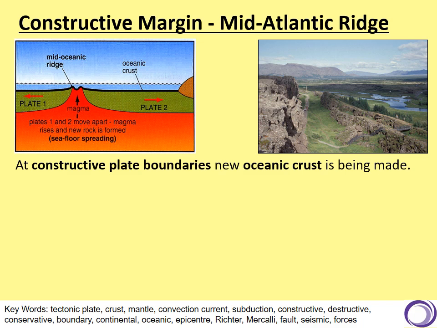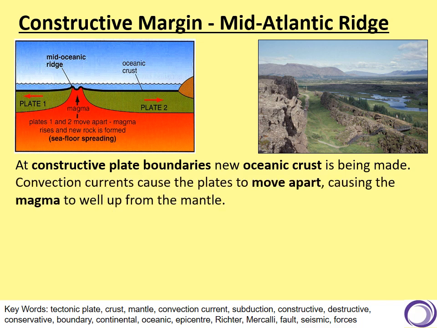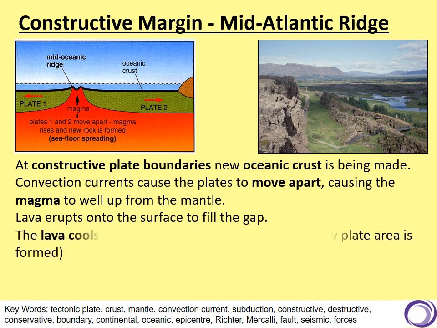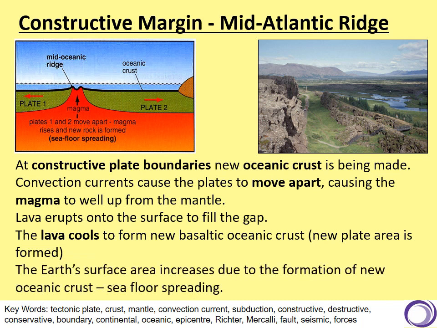That's why the oceanic crust is often younger than the continental crust. It's convection currents moving those plates apart and causing magma to well up from the mantle. It erupts as lava on the surface to fill in the gap between the two plates that's formed by them moving apart. And then it cools and forms new basalt type oceanic crust. New plate area is formed. And as a result, the Earth's surface area increases due to the formation of that new crust. And this process is known as seafloor spreading.